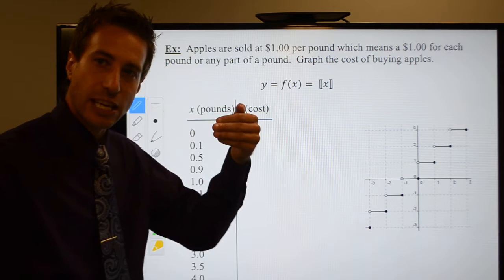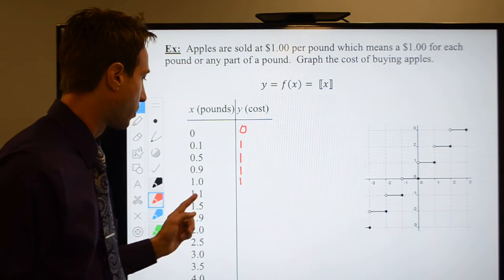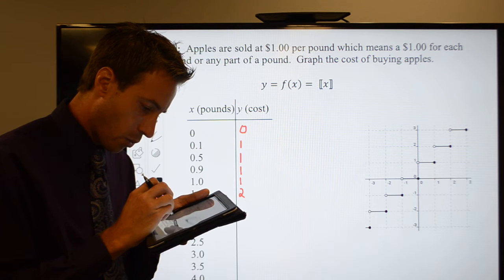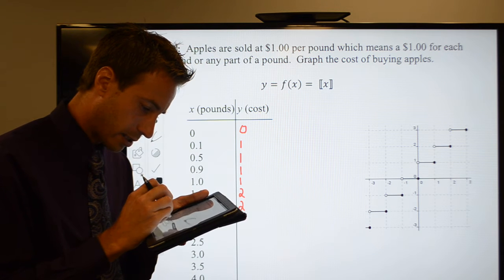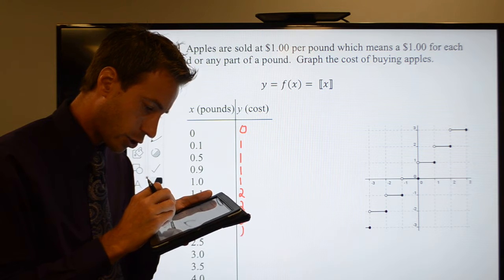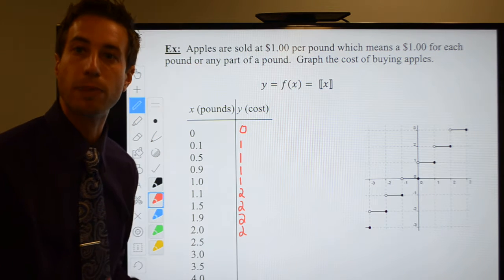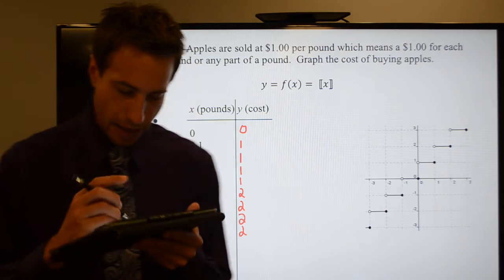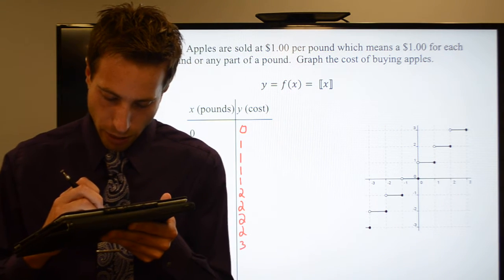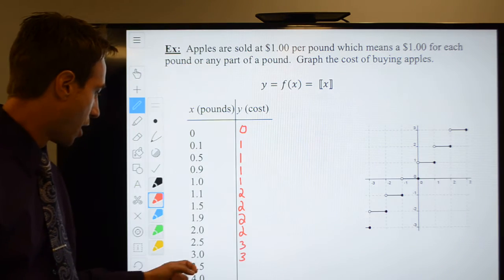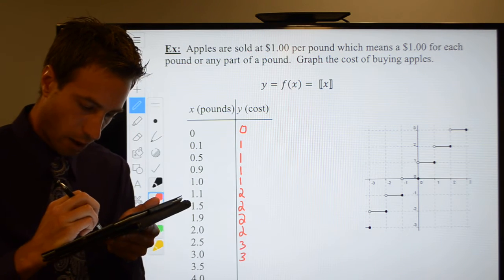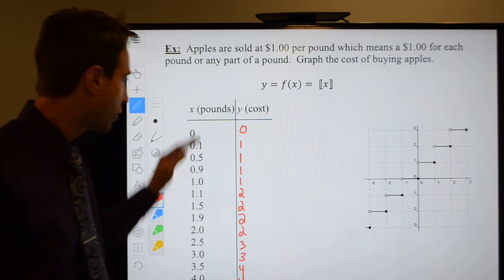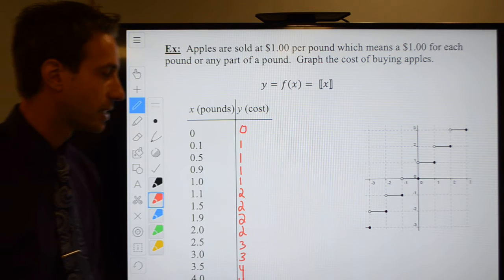But as soon as I go beyond that first pound, 1.1 pounds, well, now we're paying $2. 1.5 pounds, $2. $2, all the way up to 2 pounds, you're paying $2. And then beyond that, 2.5, well, that means I'm paying 3. 3.0, of course I'm paying 3. 3.5, I'm going to be paying 4. 4.0, I'm going to be paying 4. So here's what they did. They just went through, they plotted out these data points.